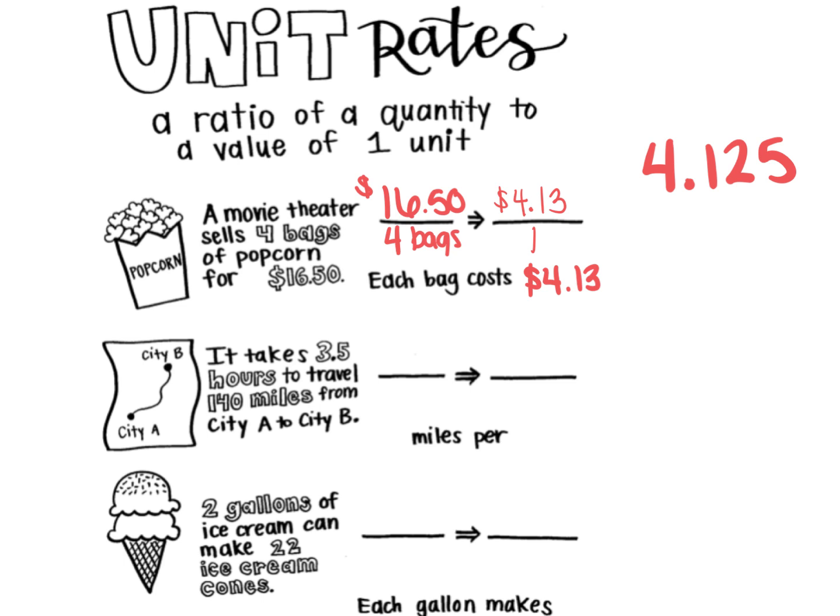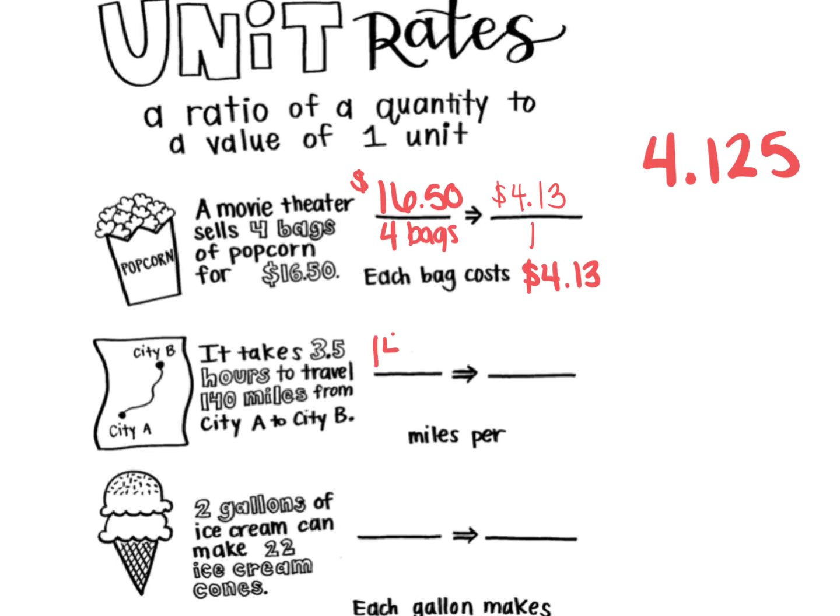All right, let's take another one. It takes 3.5 hours to travel 140 miles from city A to B. So again, should we be looking for how many miles per hour or how many hours per mile? Cecilia? Very good. Yeah, and some of them you're going to be like, oh, I've heard that label before, right? Like you've heard miles per hour before, so that makes sense. So let's put miles up top, 140 miles, and 3.5 hours on the bottom, and then you're going to divide.